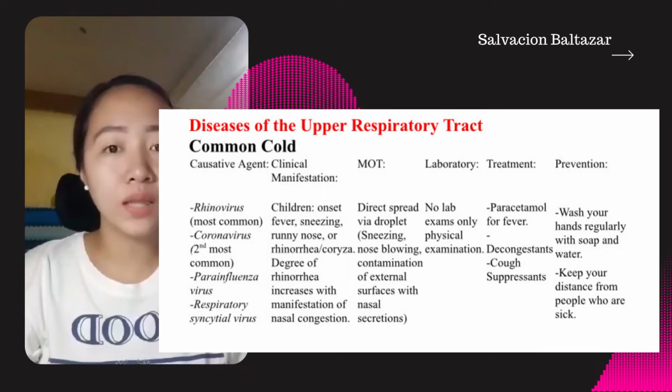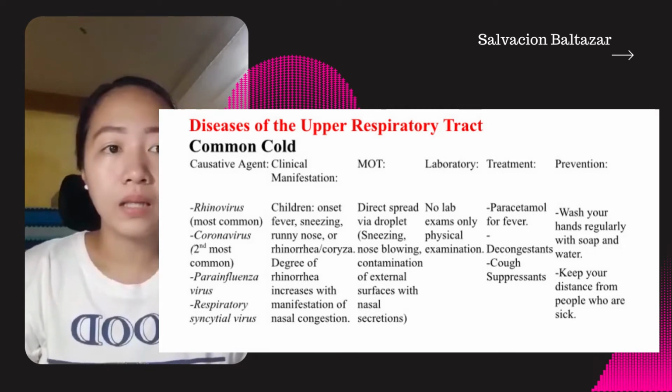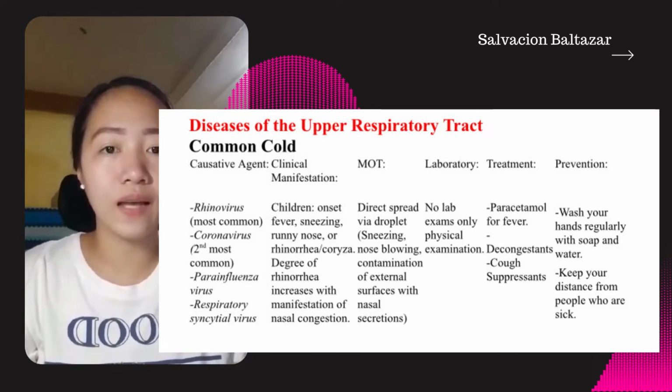Let's begin with the two classifications of our respiratory tract. The upper respiratory tract, which consists of the nose, the nostrils, the nasal cavity, the mouth, throat, pharynx, and the voice box. And the lower respiratory tract includes the windpipe, the bronchi, the bronchioles, and the alveoli.